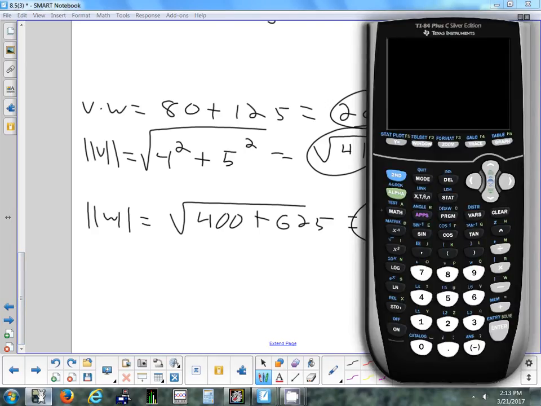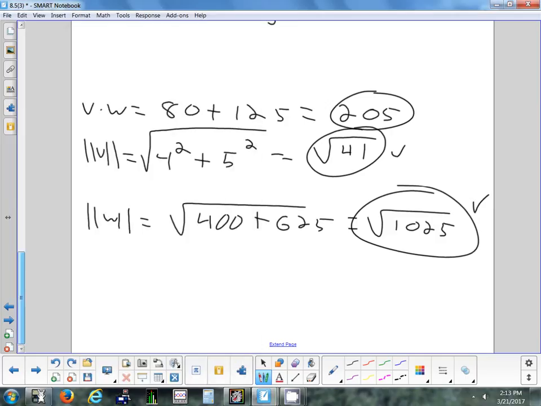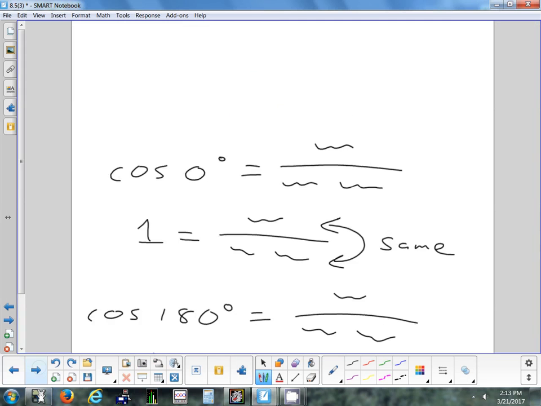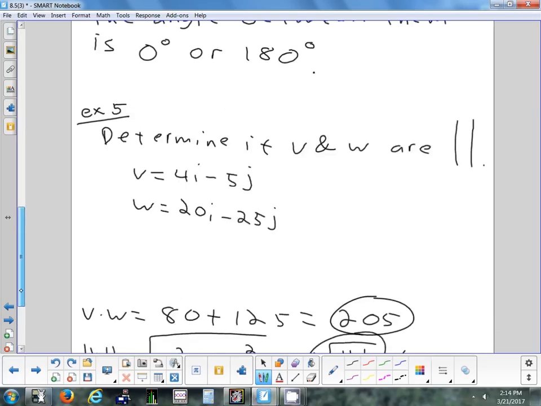Okay, well, let's check. So I've got the square root of 41 times the square root of 1,025. 205. Right. So the top is 205 in the fraction. The bottom is 205. They just came out the same. They would be equal to 1, which means the angle would be 0. You can go through if you want and divide the two things that are the same and you'll get 1. And then you can take the inverse cosine of 1, but you're just going to get 0. That's your final answer.